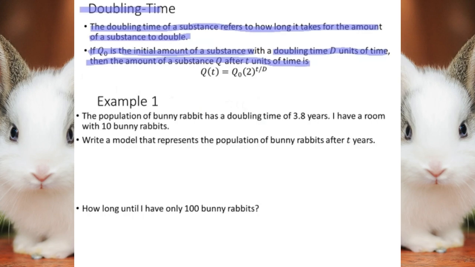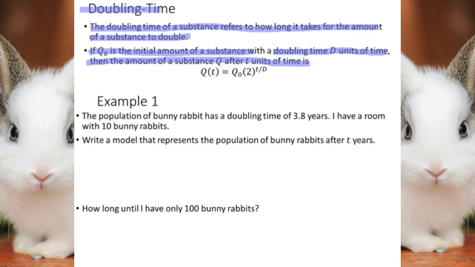T over d would represent how many periods for which this substance would be able to double. And we're doing 2 raised to that power because, since we know the doubling time, to figure out the substance after one period has passed, we would multiply by 2. So if we consider how many times it has the chance to double, we would be multiplying by 2 raised to t over d, the number of times our substance can double.